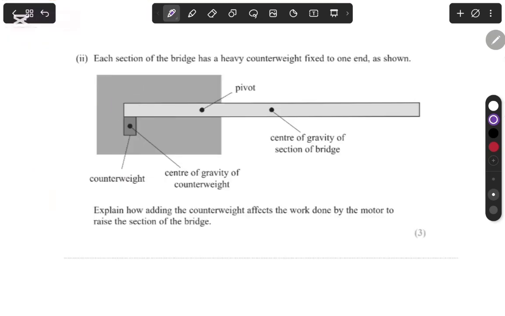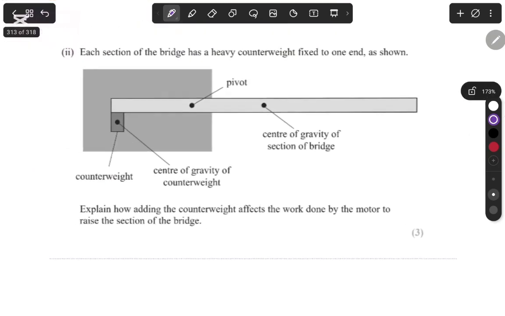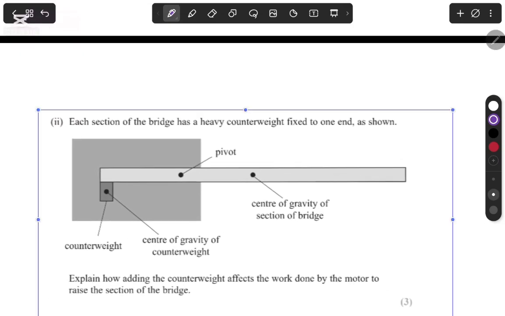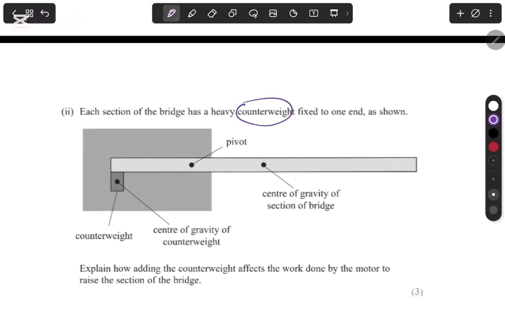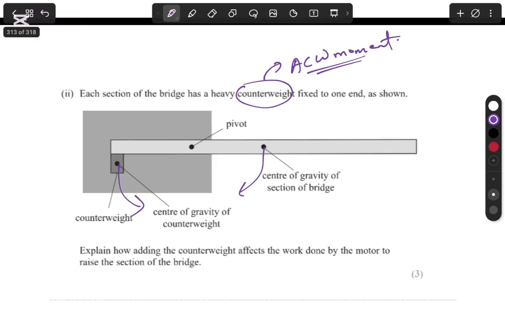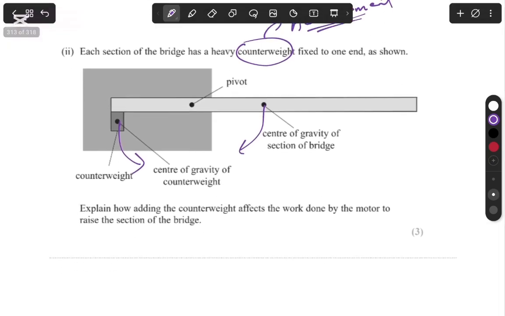Now in part II, they tell us each section of the bridge has a heavy counterweight. If we have studied this in class as well, a counterweight causes an anti-clockwise moment. There's a clockwise moment due to the weight of the section of the bridge. So I just want you to keep that in mind. That's going to help us answer the question.